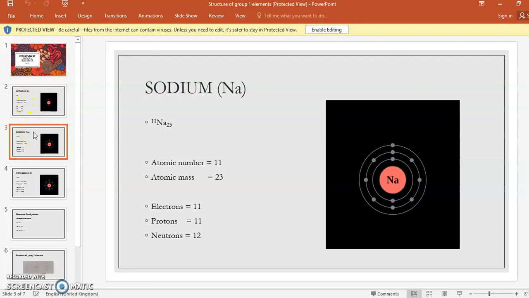Sodium. For sodium you can see 11 on the top and 23 down. Means the atomic number of sodium is 11 and the atomic mass is 23. So atomic number is equal to electrons is equal to protons. Same thing. So electrons will be 11, protons will be 11. And for the neutrons, when you minus 23 minus 11, you will get 12. So the number of neutrons will be 12 in sodium.